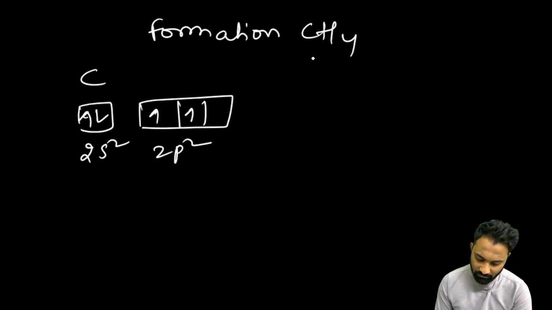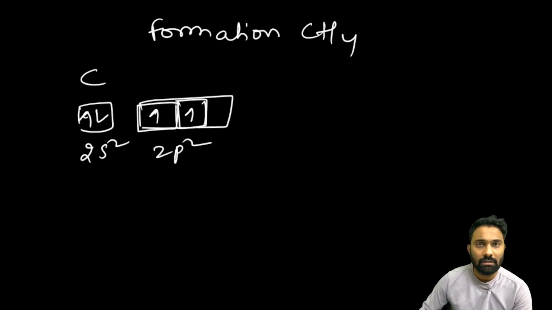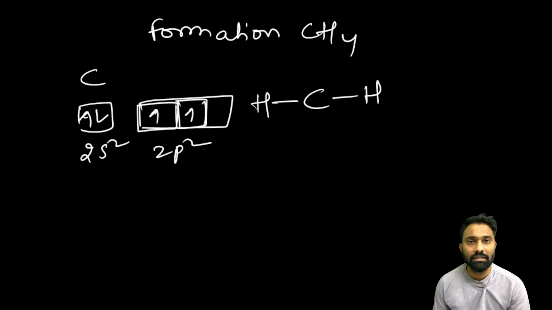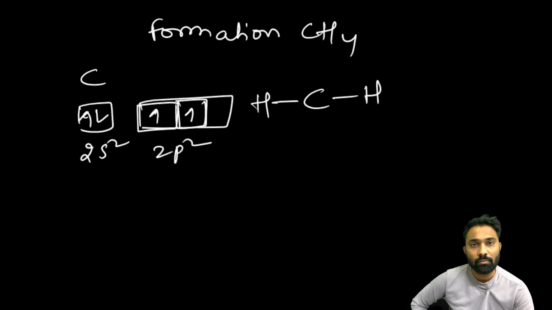Then as per the VBT, what I said, only the valency electrons, the orbital containing half-filled electrons, will participate in the bond. Now as per that, carbon should form only 2 bonds. But we know that carbon is forming how many bonds? Carbon is forming 4 bonds. That was not explained by the VBT. It is explained very clearly by hybridization.